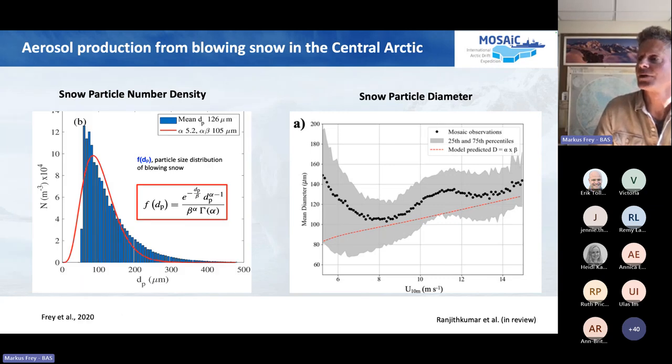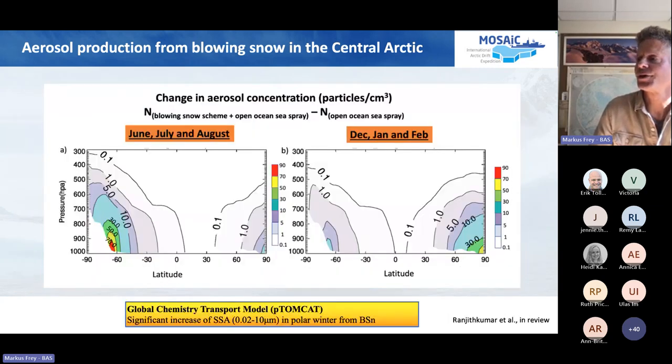And I jump over this here, and putting this all together, implementing the mechanism for blowing snow into a global chemistry transport model, p-TOMCAT, the calculations suggest that there's a significant increase of sea salt aerosol in polar winter, both hemispheres.